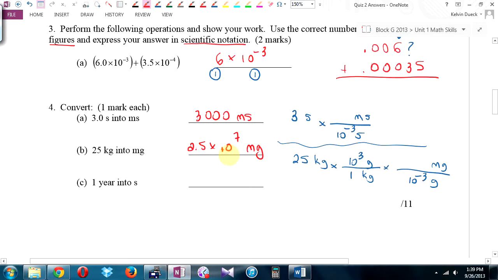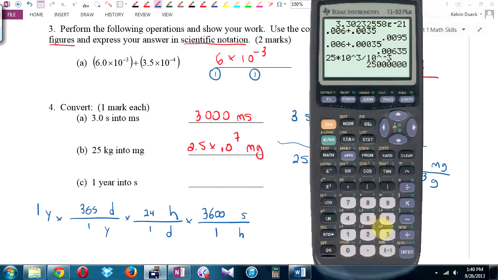1 year into seconds, you might have memorized this, because I think we did this in our actual notes. That's a waste of my brain power. I can figure this out. It's going to be 1 year times years to days times days to hours times, I've done enough of the homework that I actually do know how many seconds there are in an hour. I think it was 3,600 seconds in 1 hour. In fact, I think it's going to be 365 times 24 times 3,600.